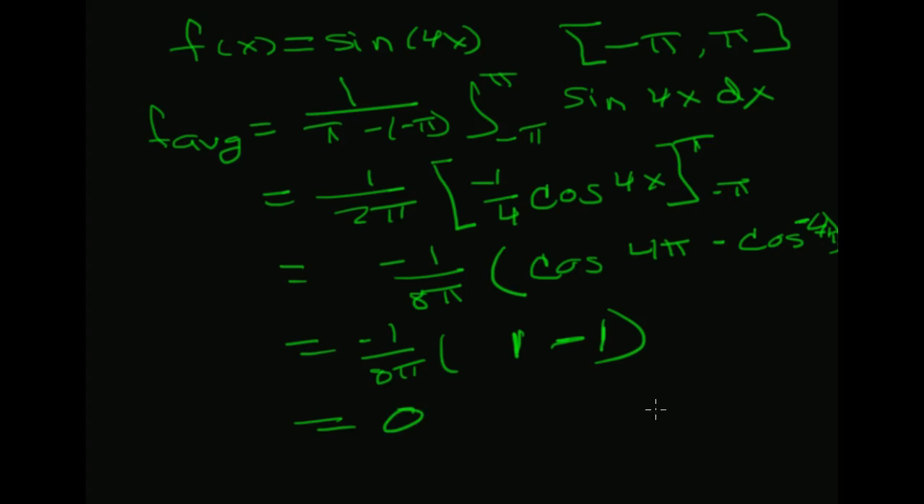So if you think about what's going on with this curve, it means that on average, this curve is below the 0 just as often as it is above the 0. So there we go. Accumulation problems and average value problems.